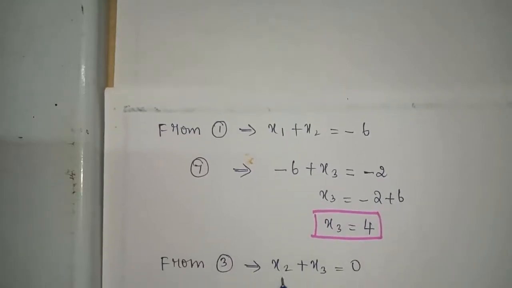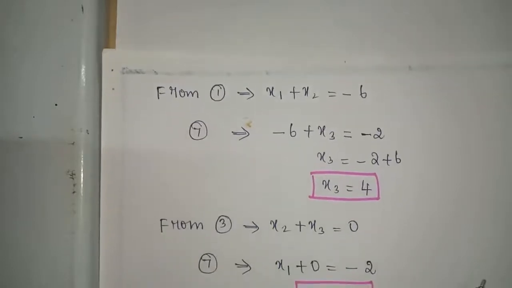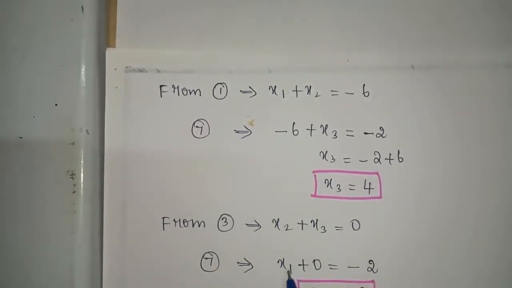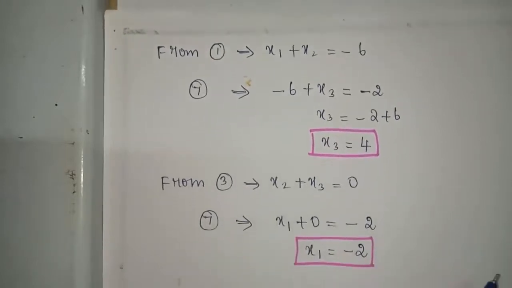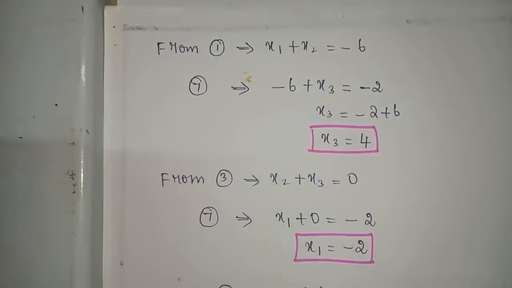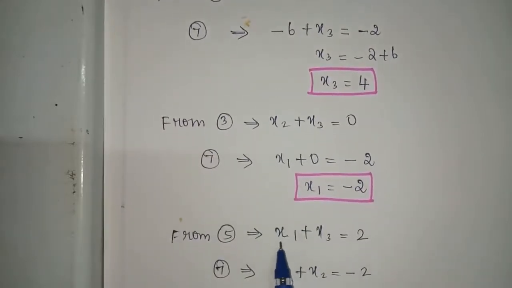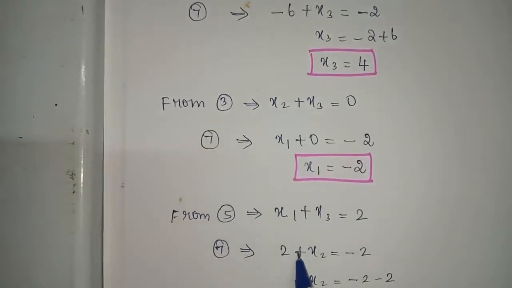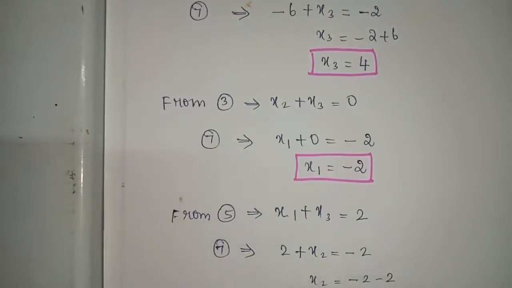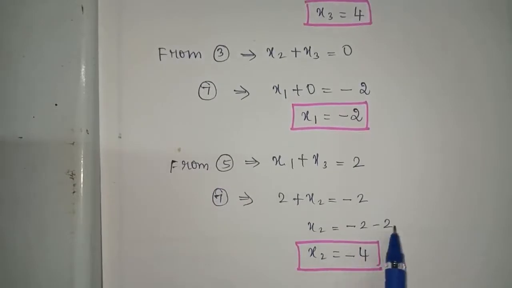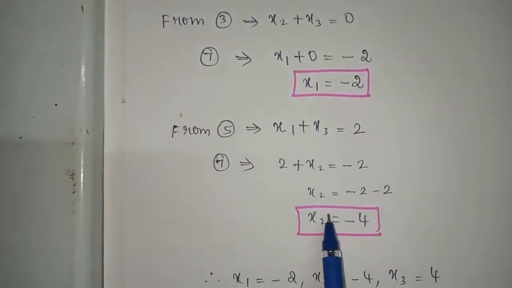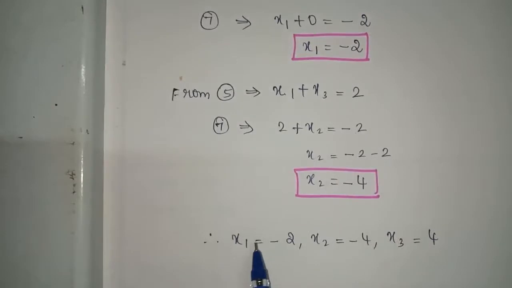Then equation 3 is x2 plus x3 is equal to 0. Then from equation 7, x1 plus x2 plus x3, where x2 plus x3 is 0, is equal to minus 2. The value of x1 is minus 2. From equation 5, x1 plus x3 is equal to 2. Then substitute in equation 7, 2 plus x2 is equal to minus 2. So x2 is equal to minus 2 minus 2. So x2 is equal to minus 4. Therefore, we get the value of x1 is equal to minus 2, x2 is equal to minus 4 and x3 is equal to 4.